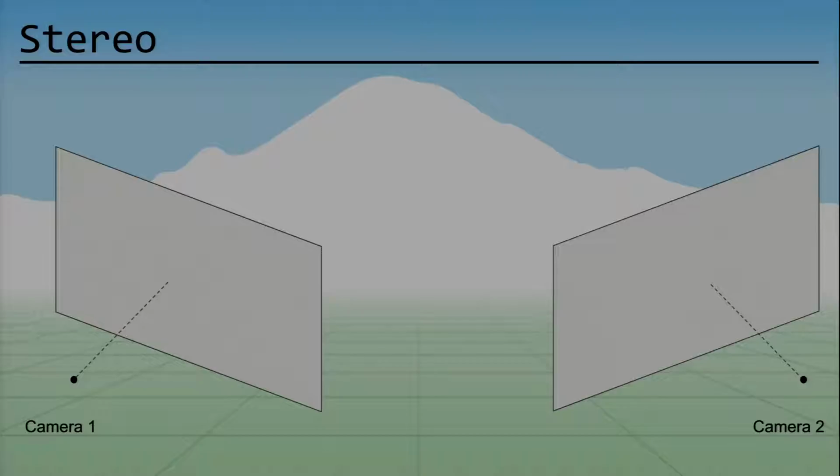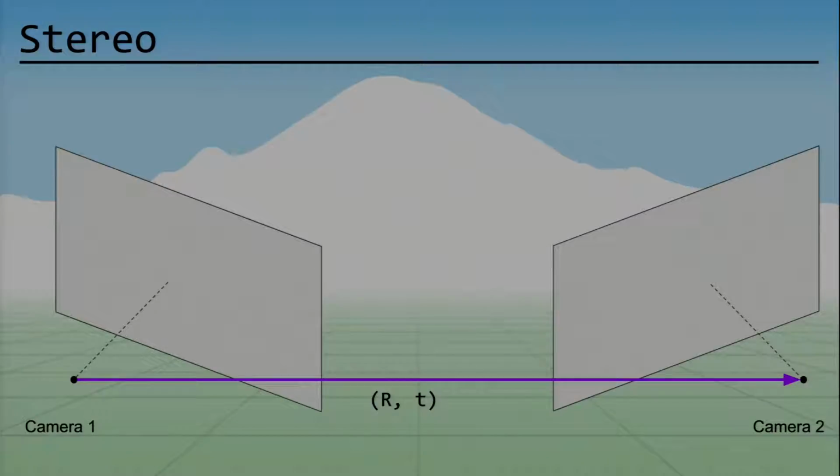So we've got two cameras here, camera 1, camera 2. Here's the origin for camera 1. Here's the origin for camera 2. And we have an image plane for each. OK, and let's assume for right now that we know the transformation between these two cameras. We know the rotation and the translation between the origin of these two cameras.